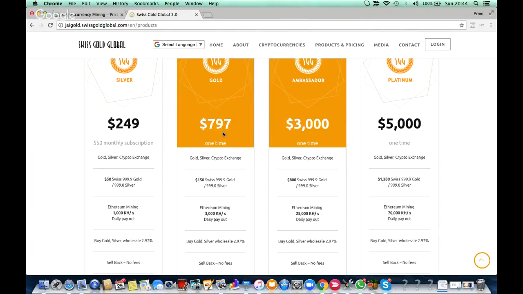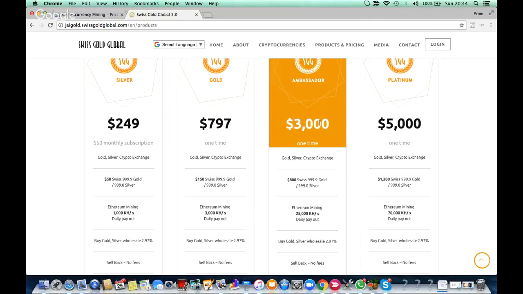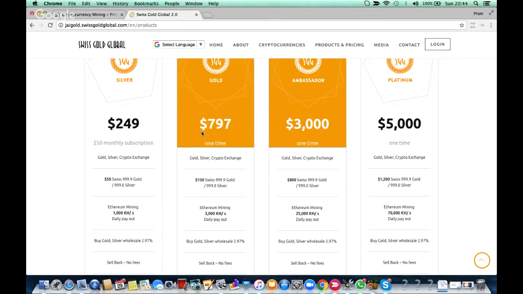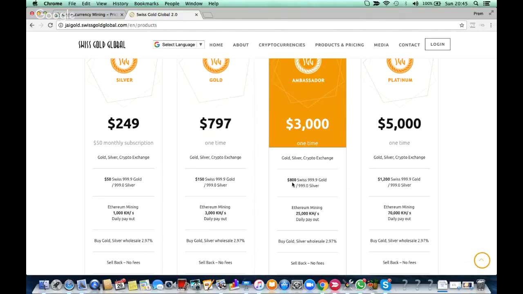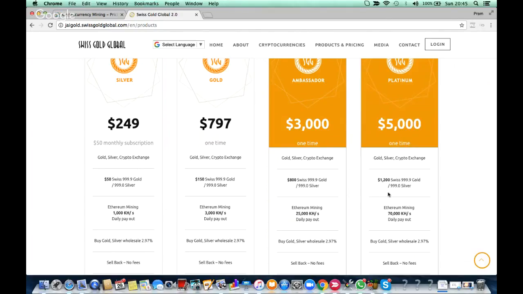So go with the basic package here. This $3,000 package has the 797 built into it, plus a little extra. For example, $800 worth of gold and silver and way more mining power. The $5,000, same thing. It's got $1,200 worth of gold or silver. That's already 24%. For a business package, 24% is wholesale priced gold or silver grams of the highest quality on earth. No one can deny it's a very, very lucrative package to begin with.